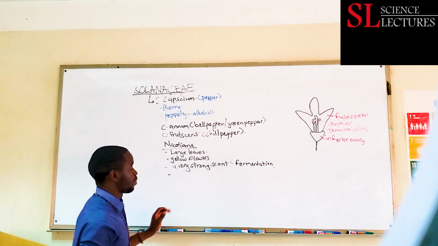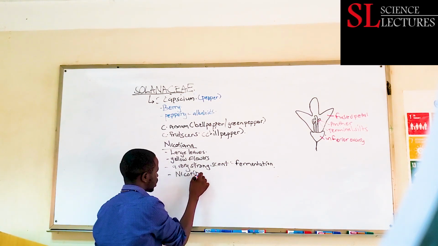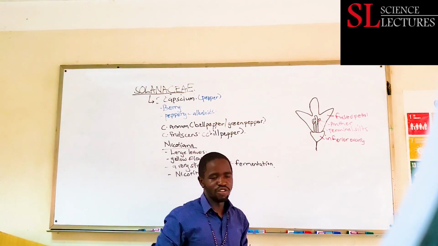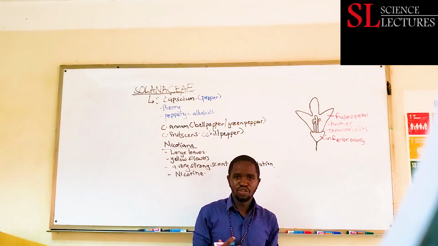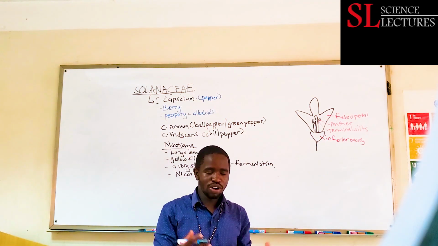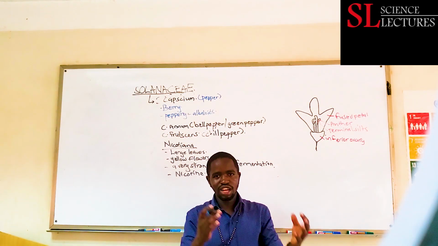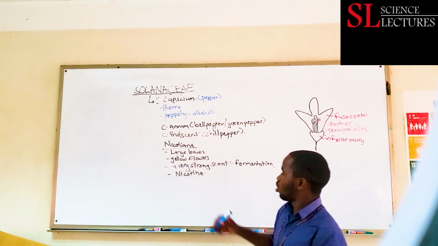Then, this family has a high concentration of nicotine. From primary, they used to tell us from our lower levels, grade 1, grade 2, what are some of the dangerous chemicals found in tobacco. It was nicotine and tar. So this family tends to have a high concentration of nicotine.